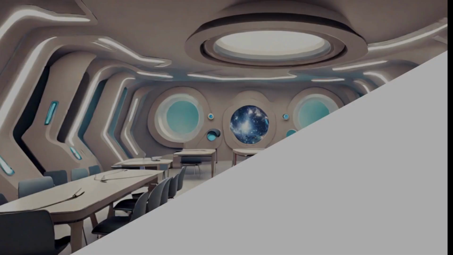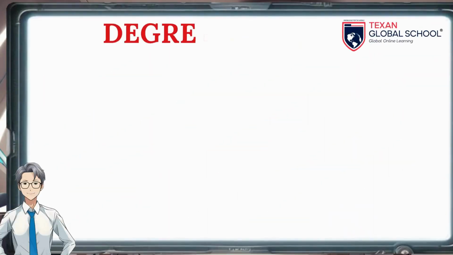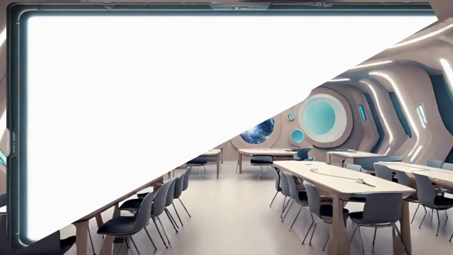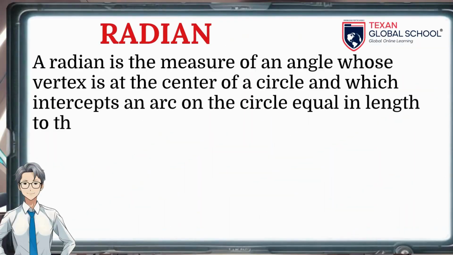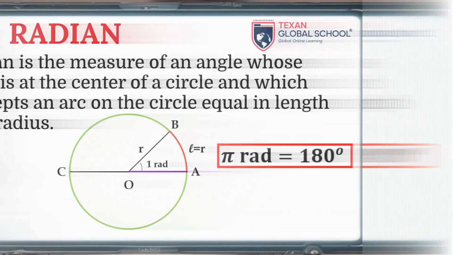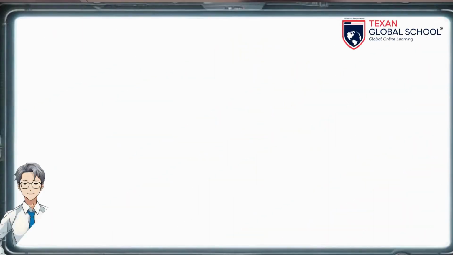To convert between degrees and radians, remember that an angle of 1 degree can be divided into 60 equal parts called minutes, and each minute can be divided into 60 equal parts called seconds. It is also essential to understand that 180 degrees are equivalent to pi radians. So it is not necessary to learn formulas. By simply using rules of 3, you can make conversions between degrees and radians.